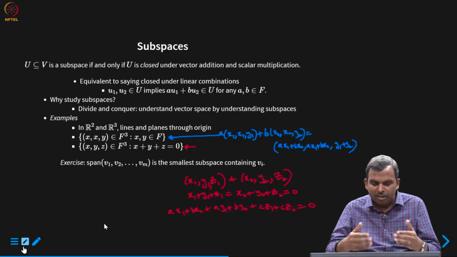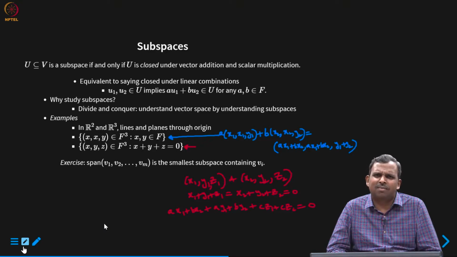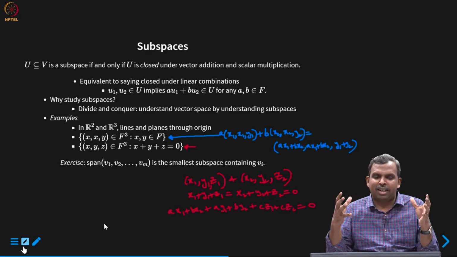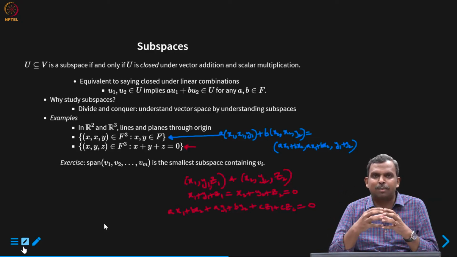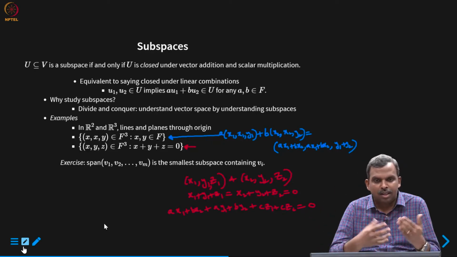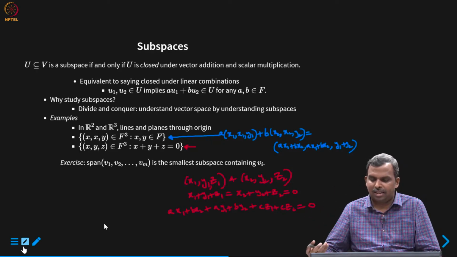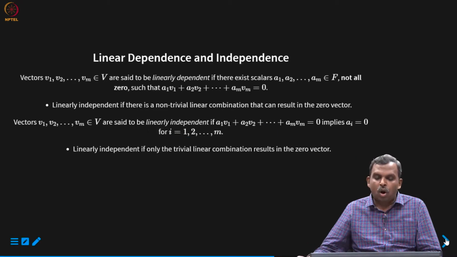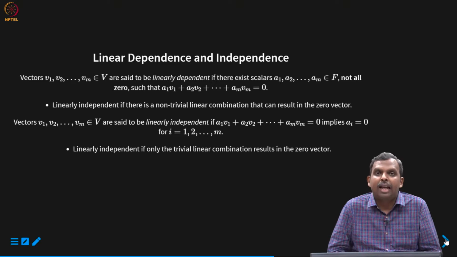So hopefully these examples gave you some idea of what subspaces are. If you have a big vector space, subspaces are smaller subsets which have all the properties of the vector space itself, and you can use them in interesting ways. So that's subspaces for you. Let's move on to the next important idea, which is linear dependence and independence.